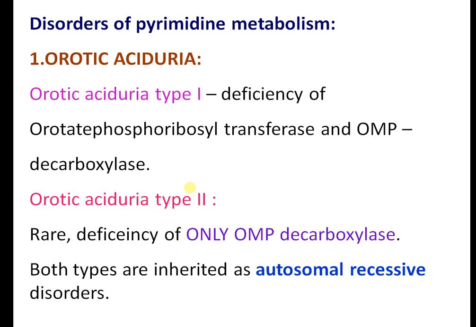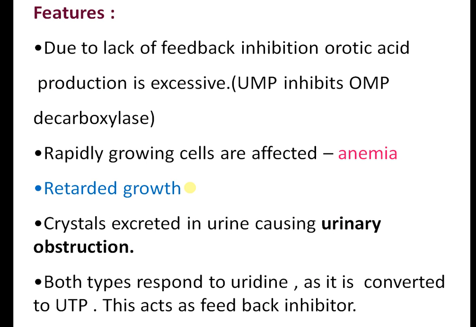Disorders of pyrimidines: orotic aciduria type 1 and type 2, involving the decarboxylase enzyme. What are the features? There is a lack of feedback inhibition, with orotic acid production and excessive UMP inhibiting OMP decarboxylase. Rapidly growing cells are affected, causing anemia and growth retardation. Crystals are also excreted in urine, causing urinary obstruction. Patients respond to uridine as it is converted to UTP, which acts as a feedback inhibitor.